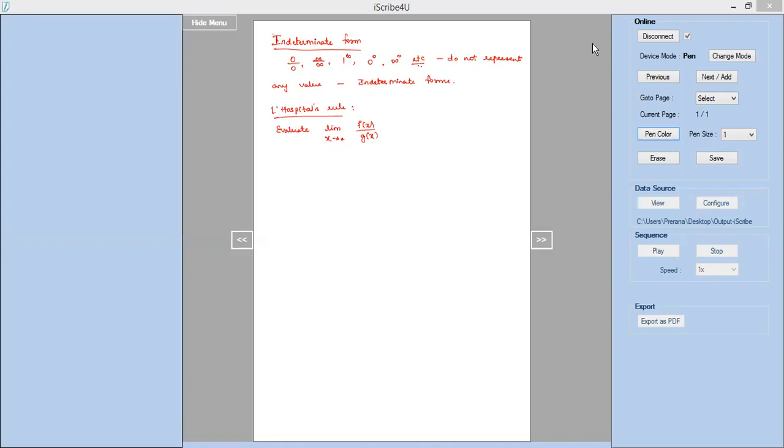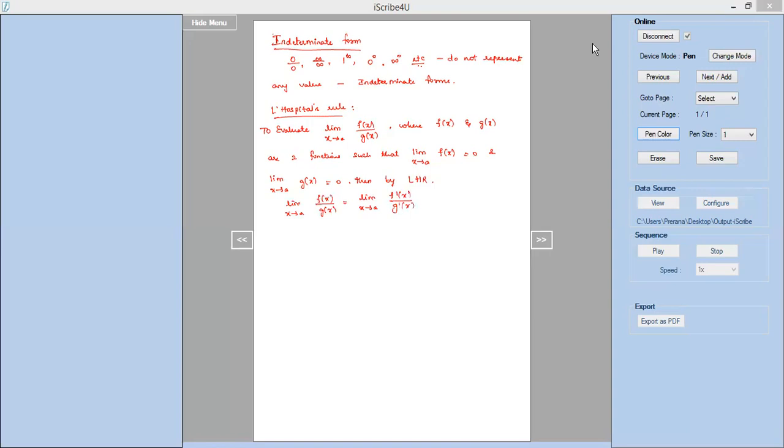So let me write the same thing for you. To evaluate limit as x tends to a f of x by g of x, where f of x and g of x are two functions such that limit as x tends to a f of x is equal to 0 and limit as x tends to a g of x is also 0, then by L'Hopital rule we write limit as x tends to a f of x divided by g of x is equal to limit as x tends to a f dash x divided by g dash x.